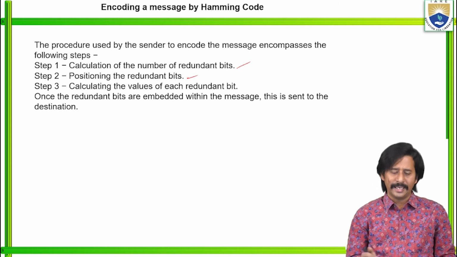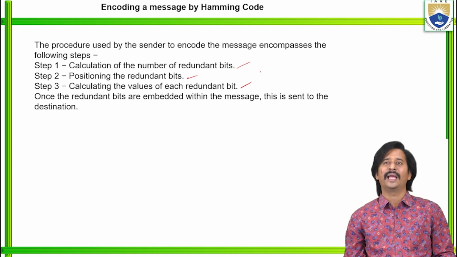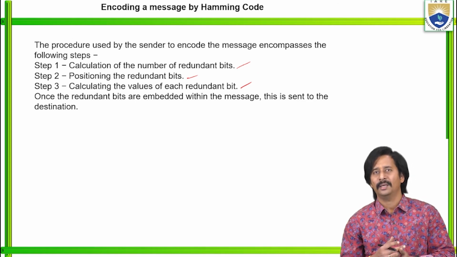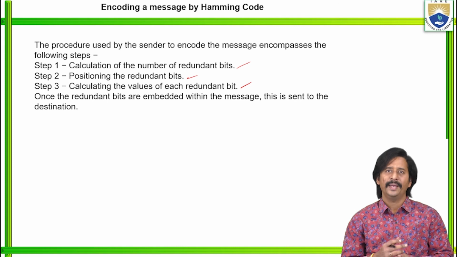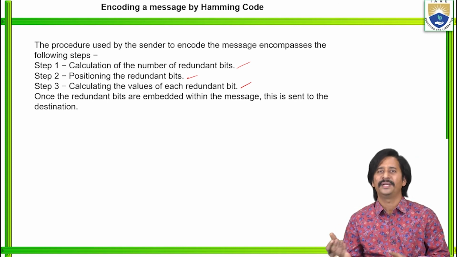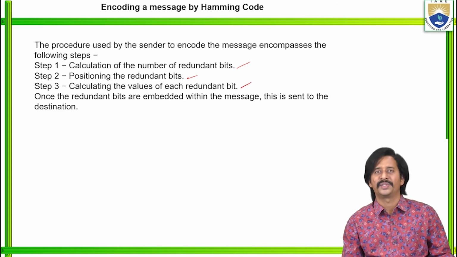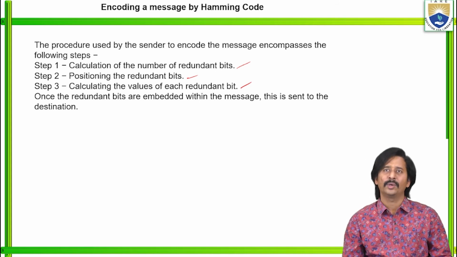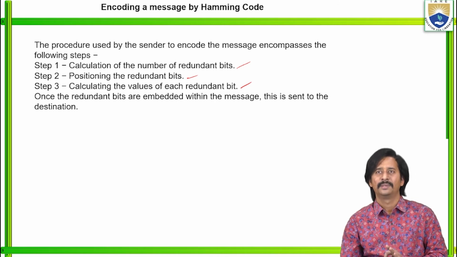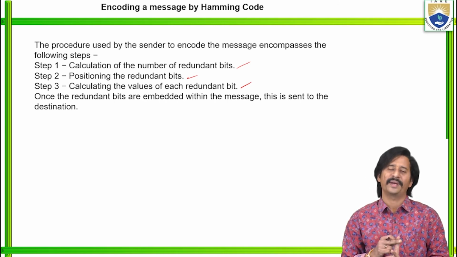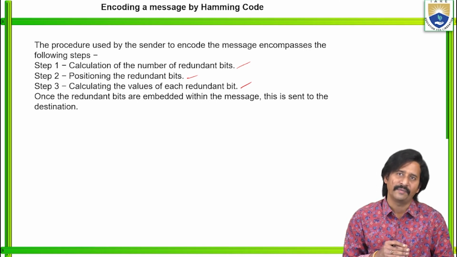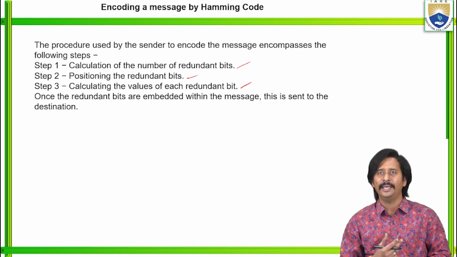Step 3, calculating the values of each and every redundant bit. So once all the 3 steps are consecutively executed and the redundant bits are embedded within the message, then it is sent to the destination. So this is encoding a message by Hamming code, which has 3 steps. One is calculating the number of redundant bits. Second one, positioning the redundant bits. Third one, calculating the values of each and every redundant bit.